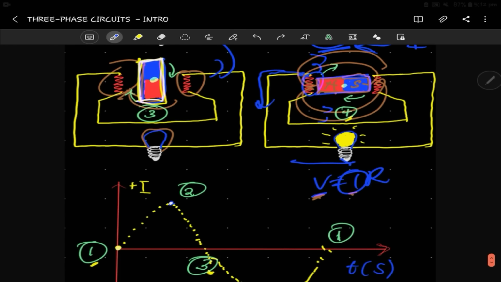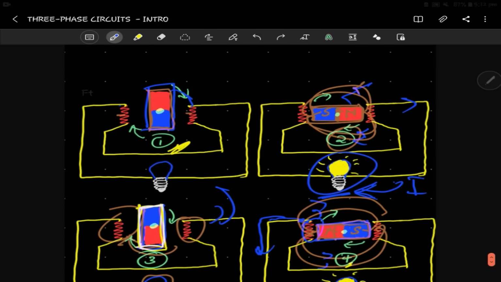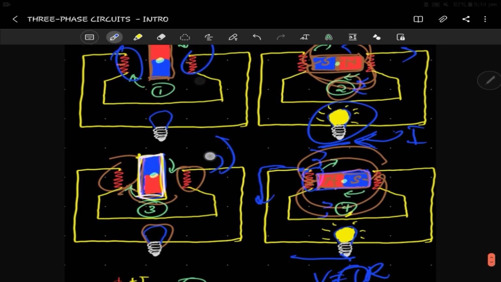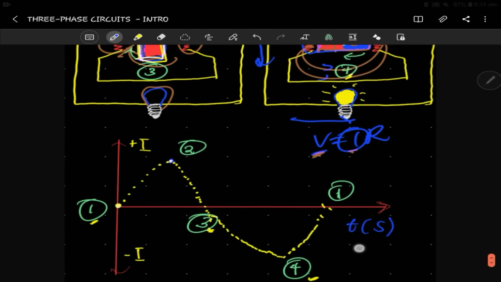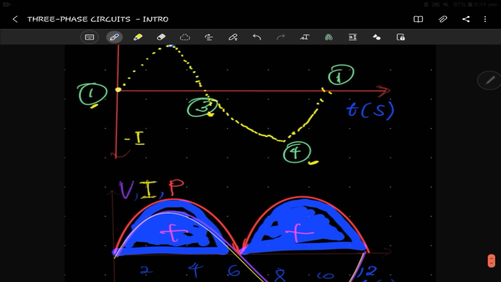And if you have a setup like this, where you have just 1 coil, then we are generating AC with just 1 coil. This is what we call single phase, right? Why? Because the wire winding is just 1 set. That's what we call wire winding. And for the single phase, this is what happens.